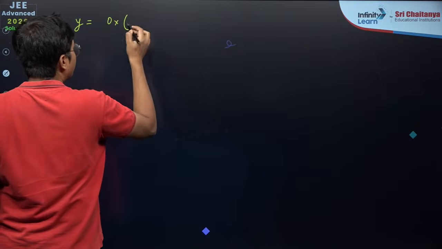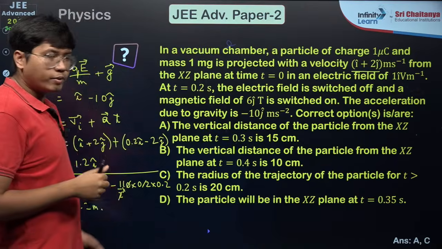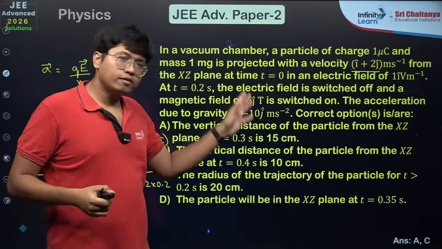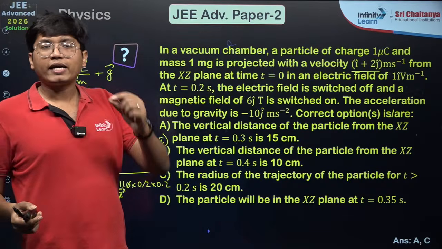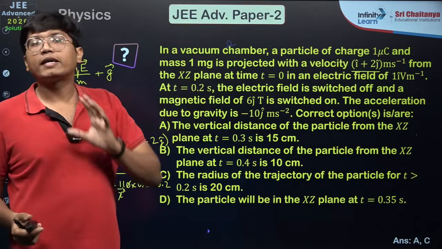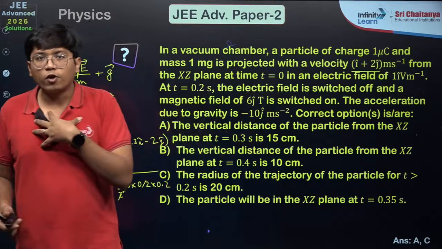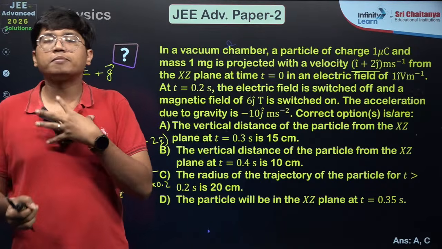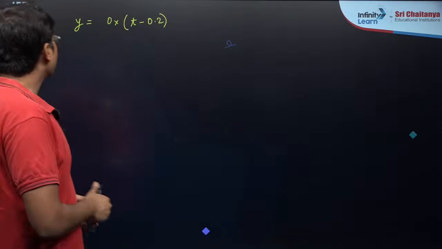The time, whatever the time I consider, I'll do t minus 0.2. Why t minus 0.2? Because literally the options are given t value from the starting. But since I am changing my starting point to 0.2 seconds, any time I'll consider as minus 0.2. So basically if 0.3 seconds have passed, that means for me, since the magnetic field has been turned on, it has only been 0.1 seconds. Okay.